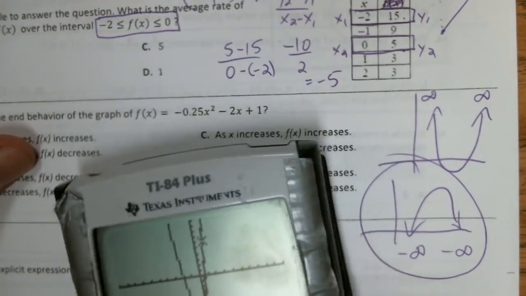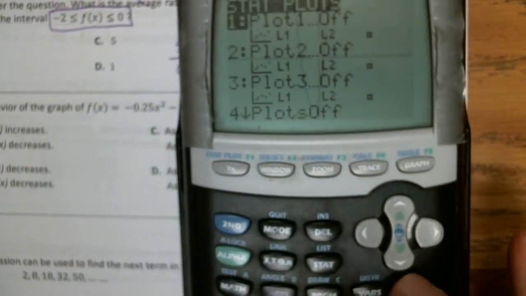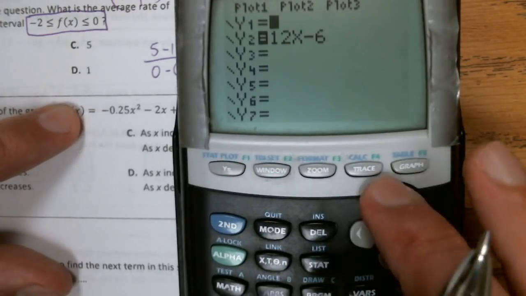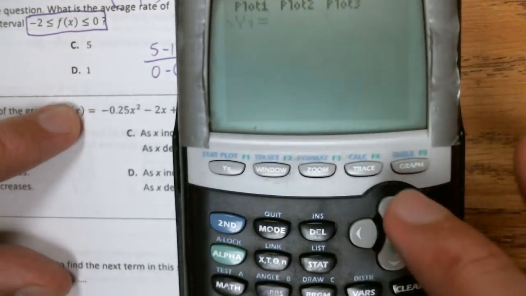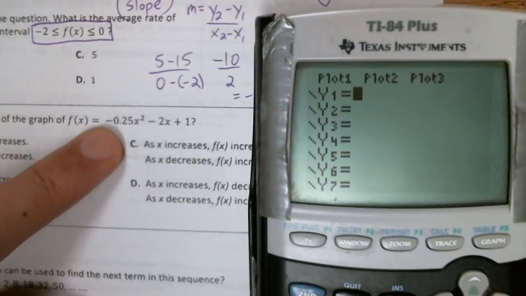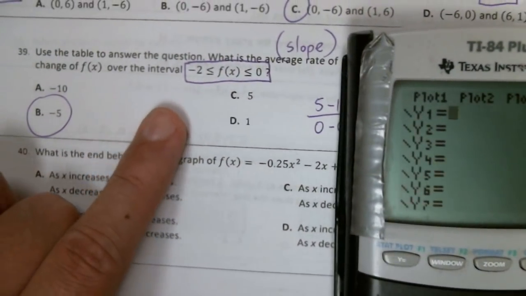Or, if you can't remember that, just graph it on your calculator. Go y equals, clear all that stuff out there. Clear. There we go. All right, so let's plug it in. Let's plug in what we got.